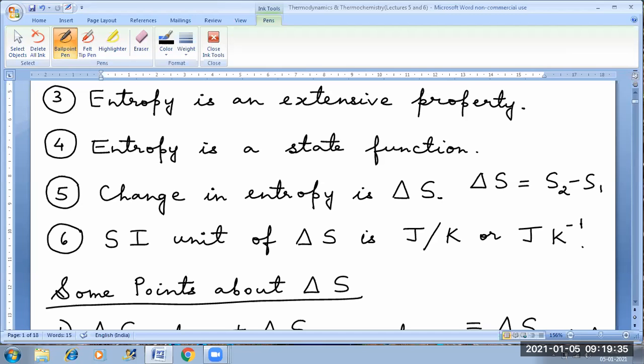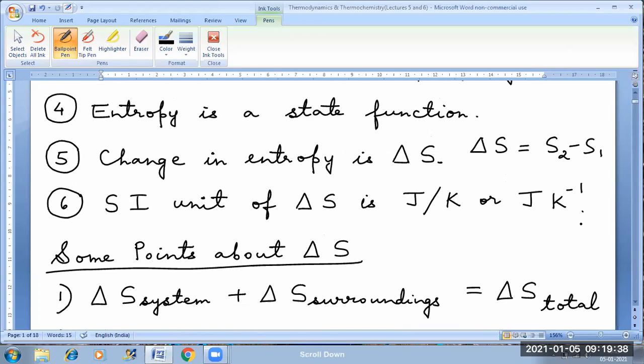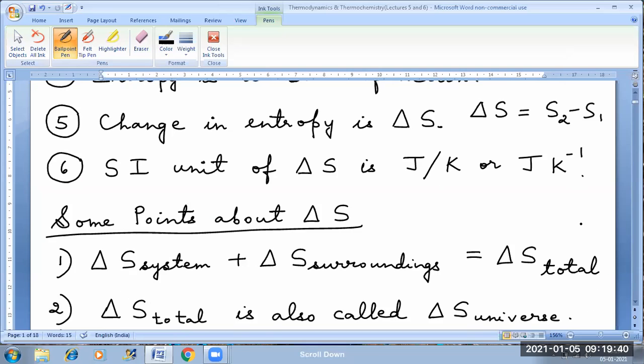Okay. Now calculations and other parts of the definition. First we'll understand two concepts, system and surroundings: the change in entropy of system and the change in entropy of surroundings. Then we will get into the calculations concerning those parameters. Now, delta S system. What is my system? Whatever I'm considering for understanding, whatever I'm studying, is called system. Whatever is outside the system is the surroundings.